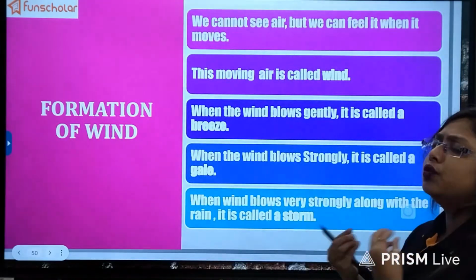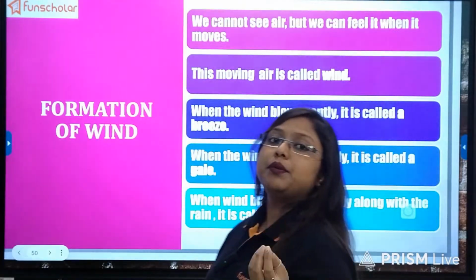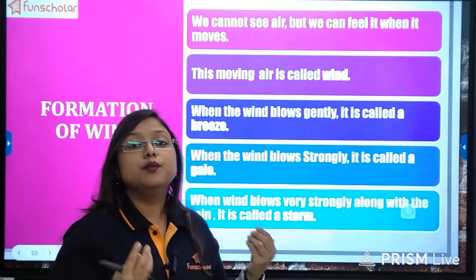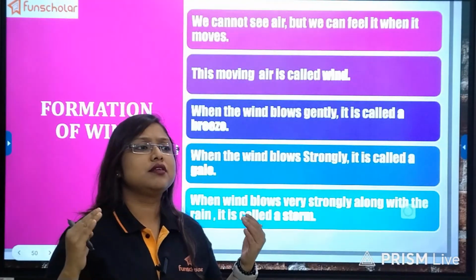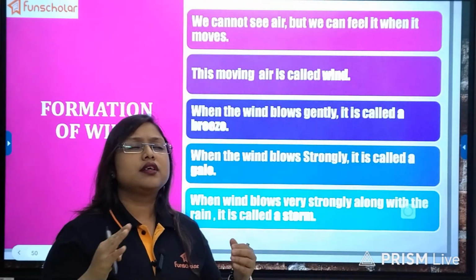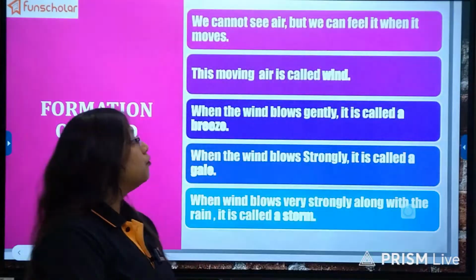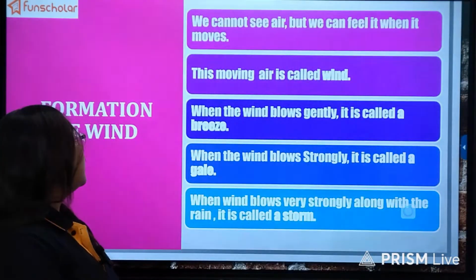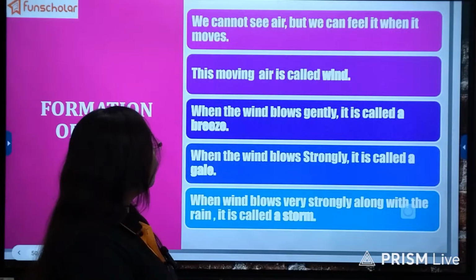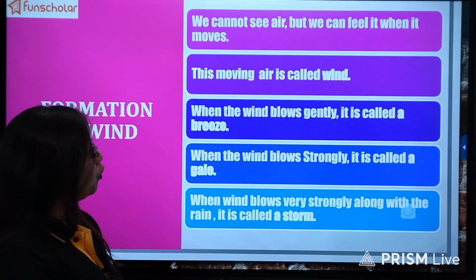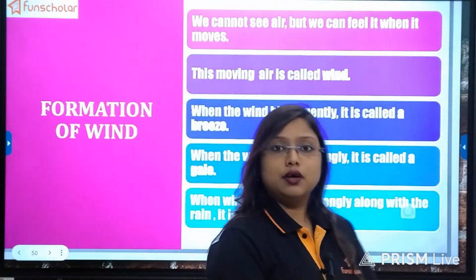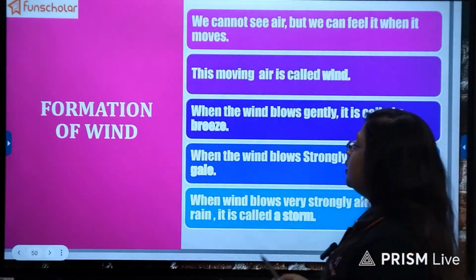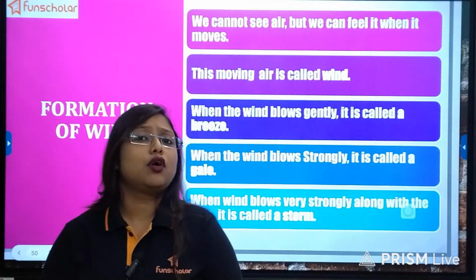There is a soothing kind of feeling with that breeze. In the summer season, in the evening, a light wind flows, and we can call it a breeze. And when the wind blows strongly, it's called a gale. When the wind blows very strongly along with rain, we can call it a storm. We usually face a lot of storms.